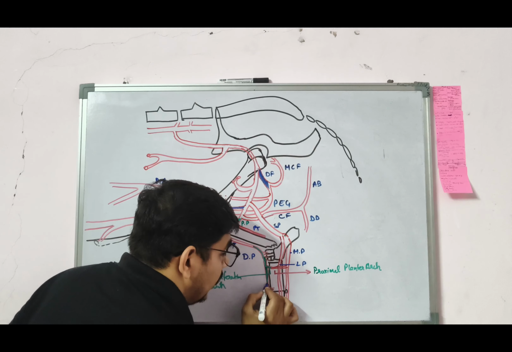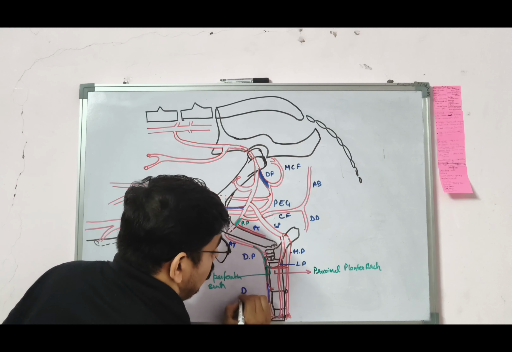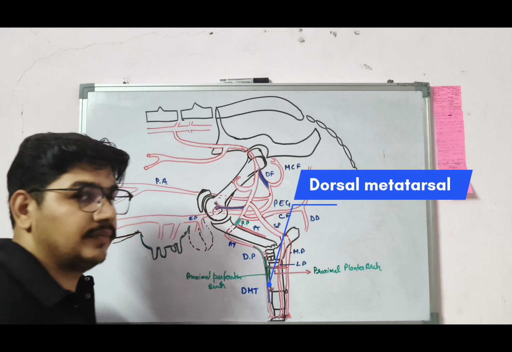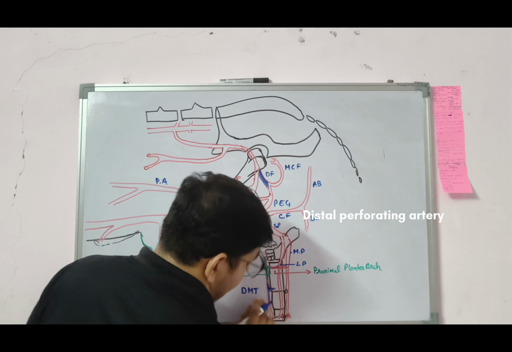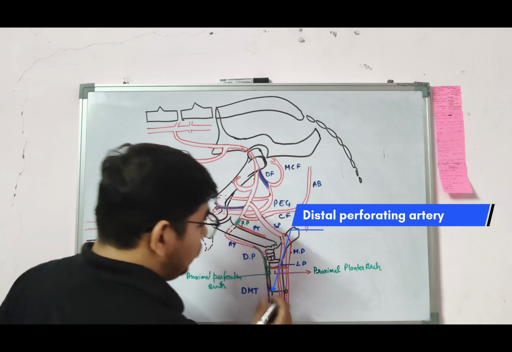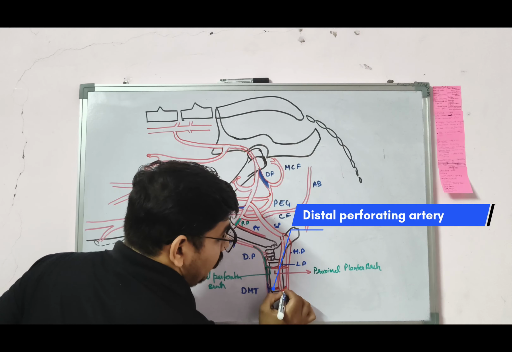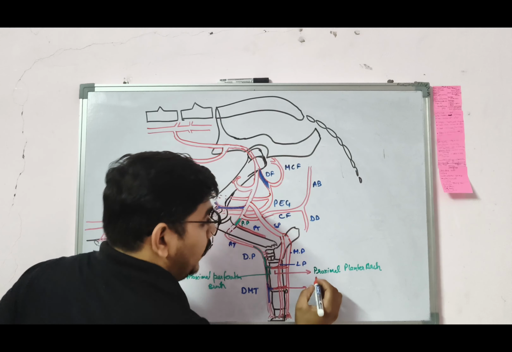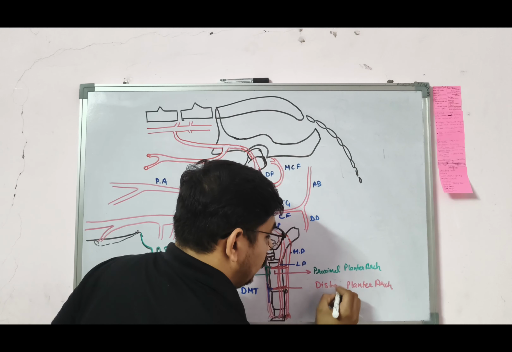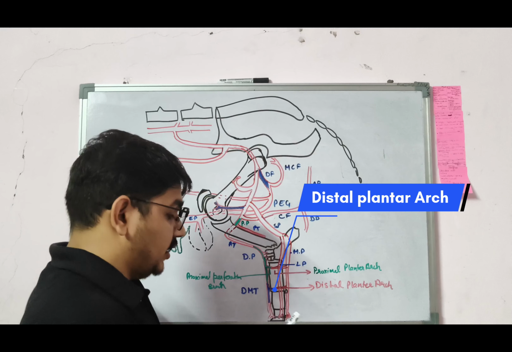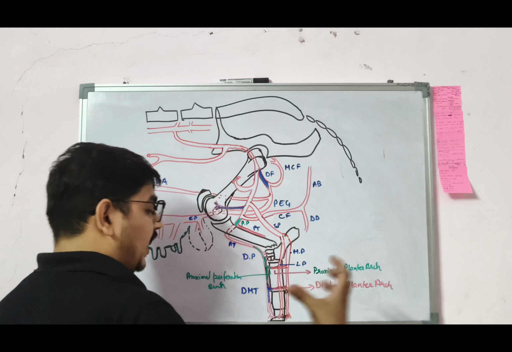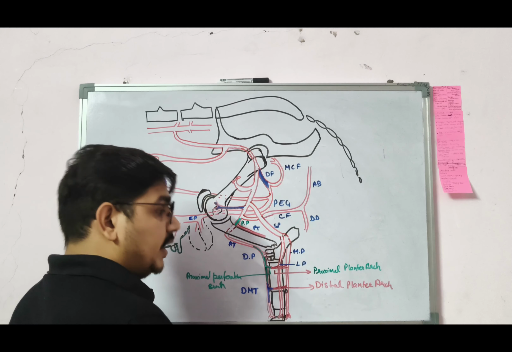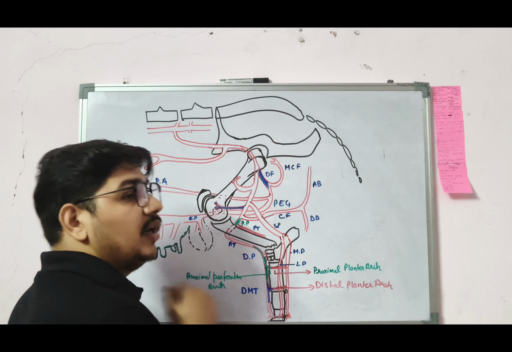its name changes and it is known as dorsal metatarsal, which gives a branch and extends downward, which again anastomoses or joins with the lateral and medial plantar and forms the distal plantar arch, which is formed by the anastomosis of three arteries known as medial plantar, lateral plantar, and distal perforating branch or artery of the dorsal metatarsal.